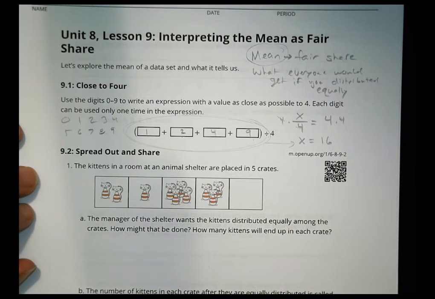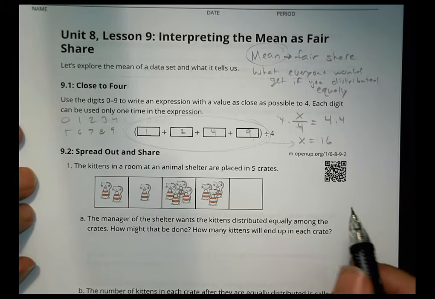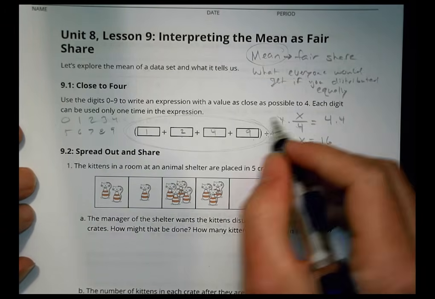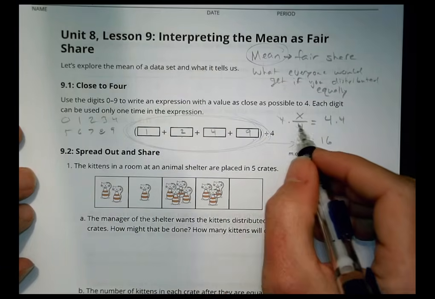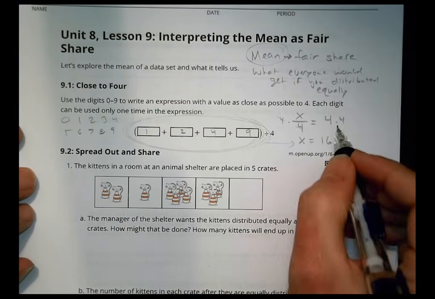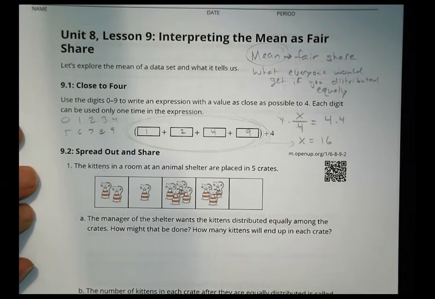Are there other ways to do it? Absolutely, and I would encourage you to think of some more. But the key was to think through what this has to equal. What does the sum of all this need to be in order to divide it by 4 and get to 4? So we figure that out.